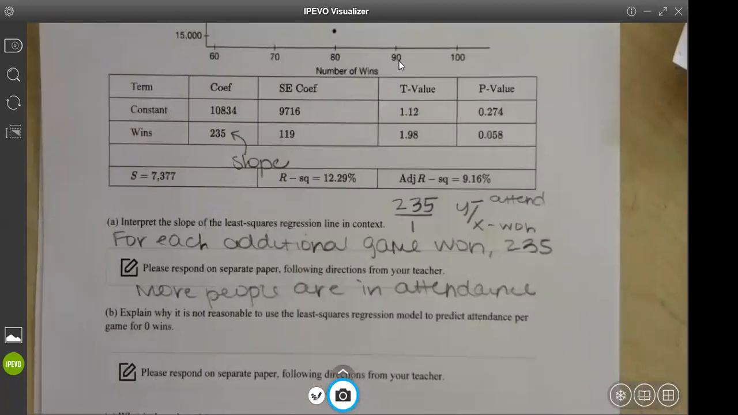Explain why it's not reasonable to use the least squares regression model to predict attendance per game for 0 wins.